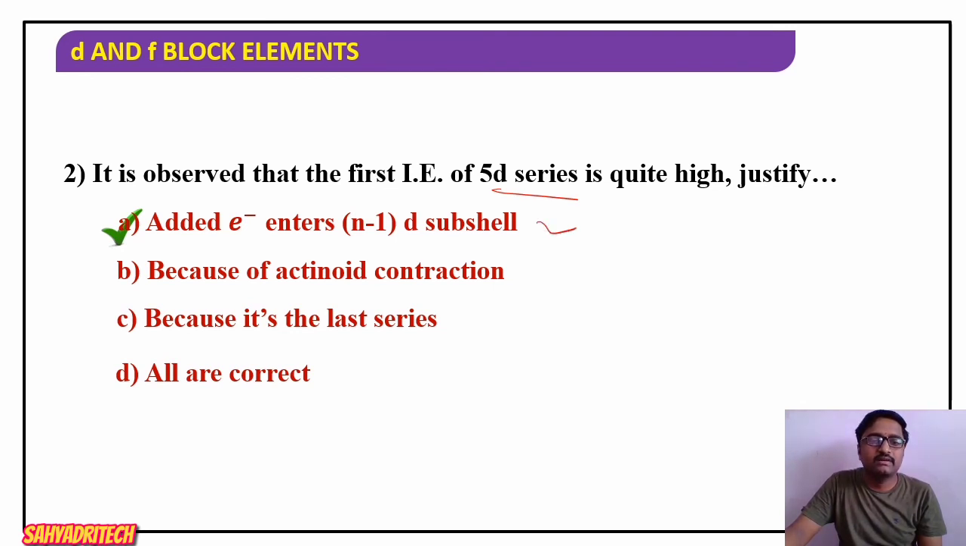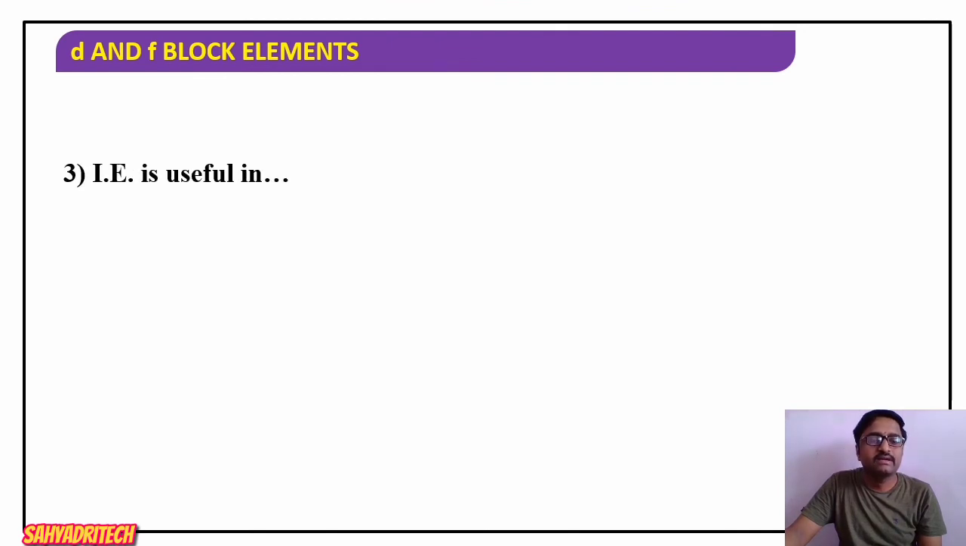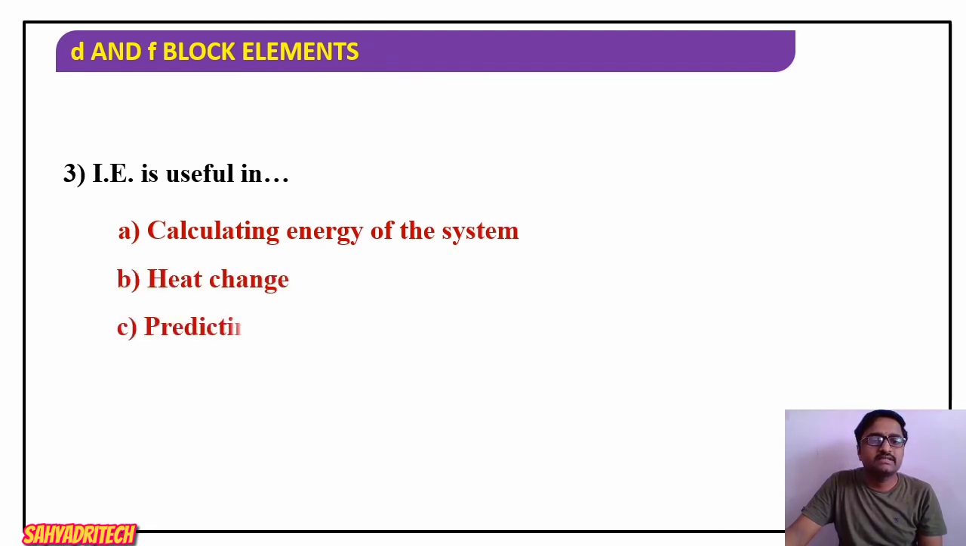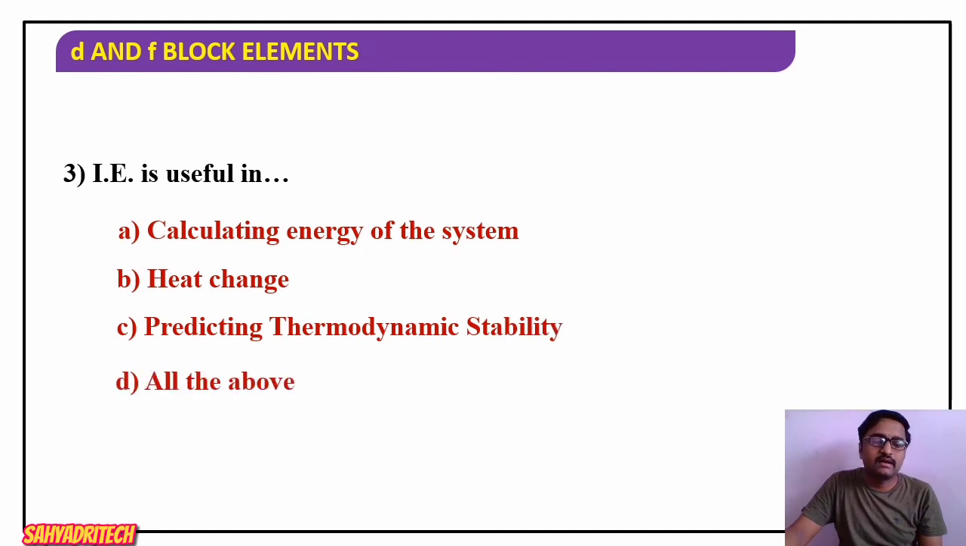Well, next one, ionization enthalpy is useful in: option A, calculating energy of the system, heat change, predicting thermodynamic stability, all of the above. Yes, what is the answer? All of the above. So ionization enthalpy is helpful in calculating the energy of the system, in calculating heat change, in predicting the thermodynamic stability. Therefore, all are correct. So option D is right here.